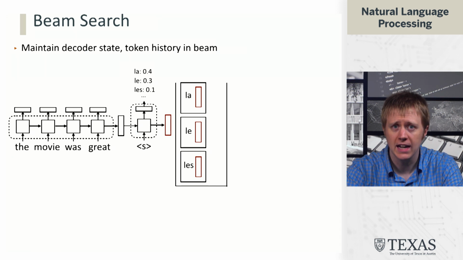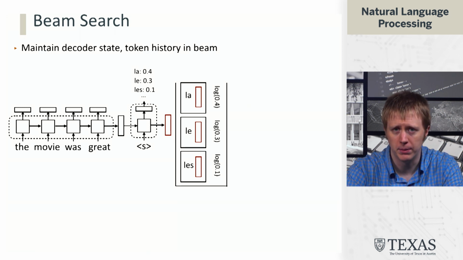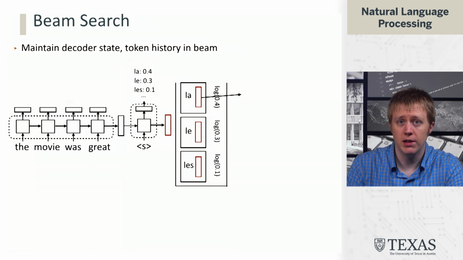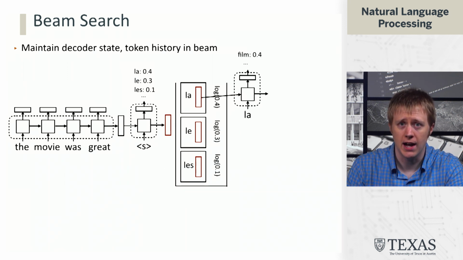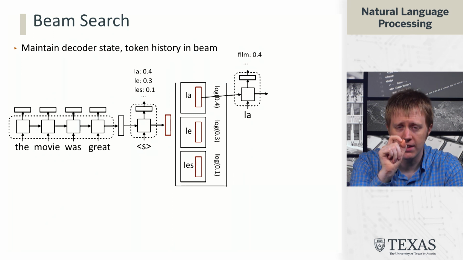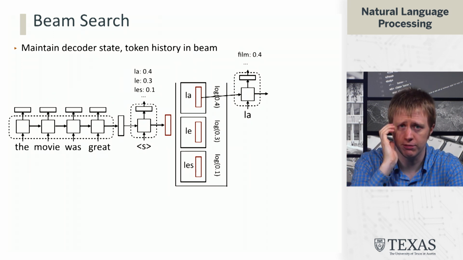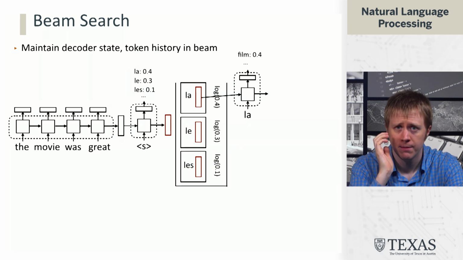And they all actually have the same hidden state vector here. And each one has an associated score, and here is just the log probability of that prediction. All right, so then what we do is we take one of these states and we expand it. We say, okay, for la, we need to feed la in as input to the next time step of the decoder, and we need to take this hidden state from the previous time step, right?